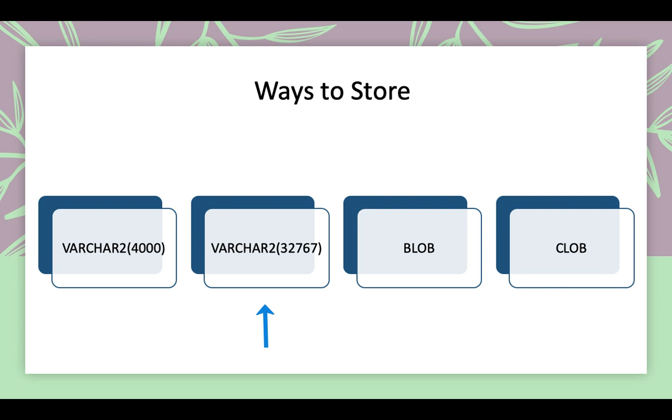The first 3.5K of data will be stored inline and the rest offline. So the added cost of using 32767 instead of 4000 would be only if the size exceeds 3.5K. Otherwise, you will notice little performance difference. If you know the size is greater than 32767, then use BLOB or CLOB.